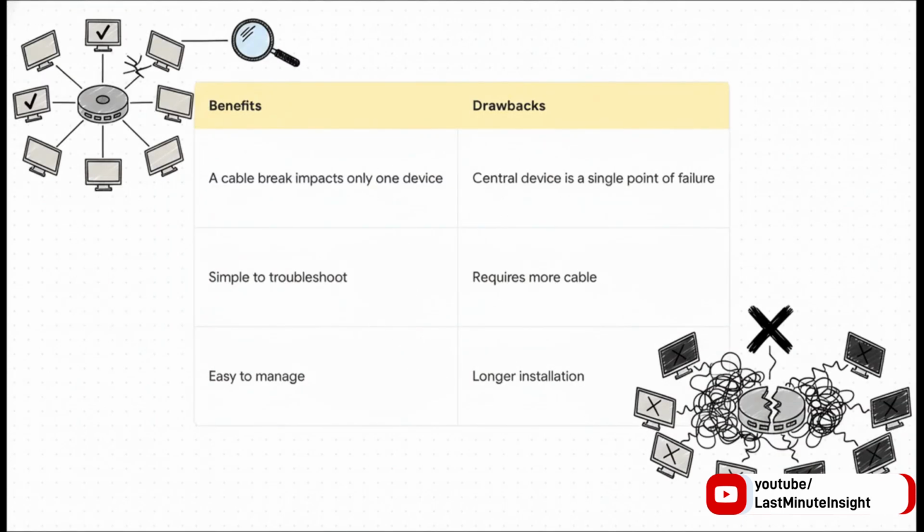Now, the greatest strength of this design is reliability. If one computer's cable breaks, only that single computer loses its connection. Everyone else just keeps working. The trade-off, though, is that you need a lot more cable, and if that central switch fails, well, the whole network still goes down. It just moves that single point of failure to a more protected central location.